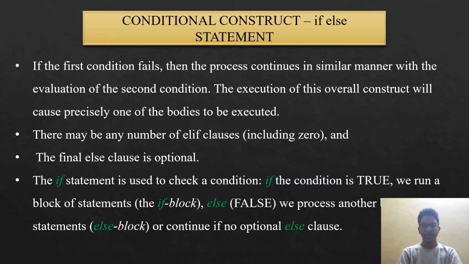Conditional construct. If the first condition fails, then the process continues in a similar manner with the evaluation of the second condition. The execution of this overall construct will cause precisely one of the bodies to be executed. There can be any number of elif clauses, including 0, and the final else clause is optional.